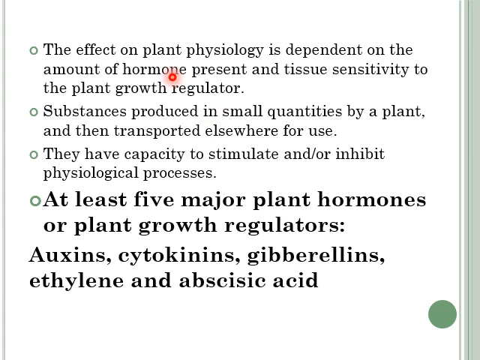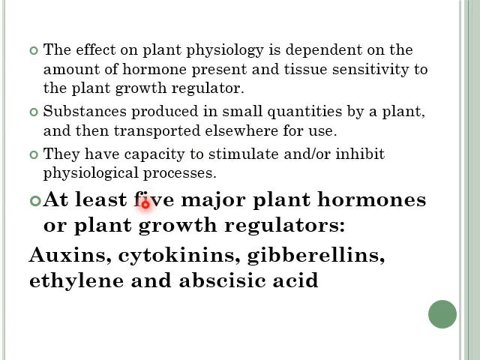The effect on the plant physiology is dependent on the amount of hormone present and tissue sensitivity to plant growth regulators. Substances produced in small quantities by the plant and then transported elsewhere for use are known as chemical hormones. They have the capacity to stimulate and or inhibit physiological processes, so they may be known as promoters or inhibitors.